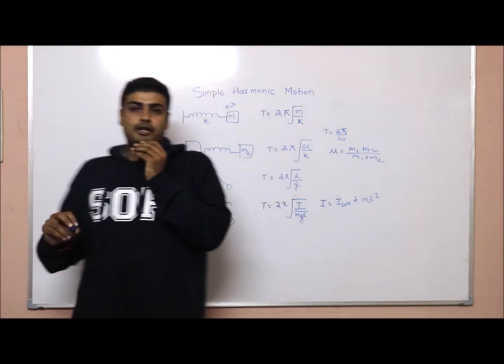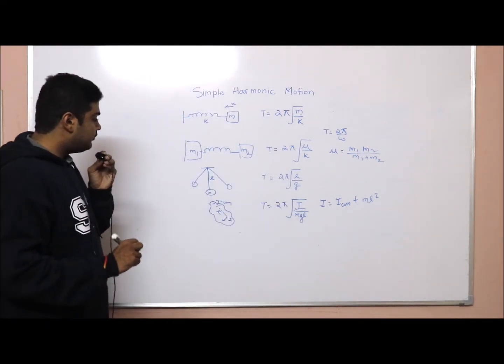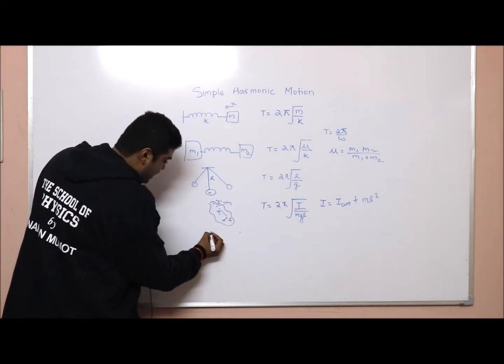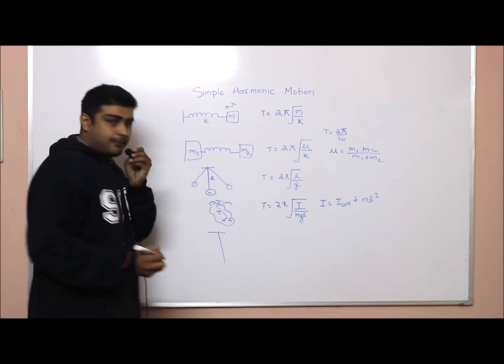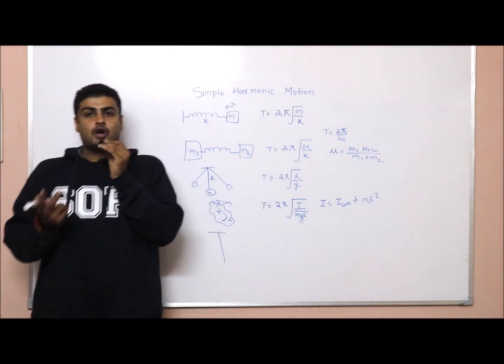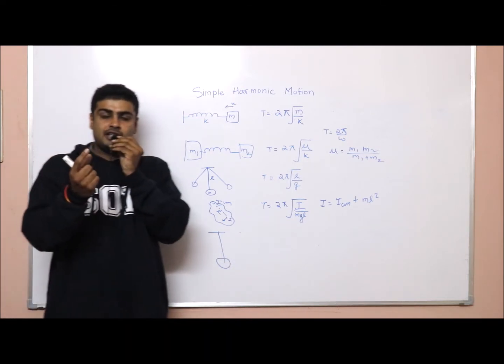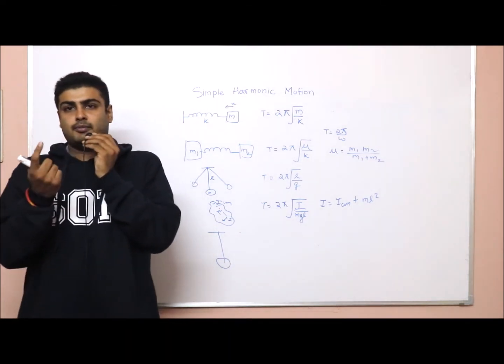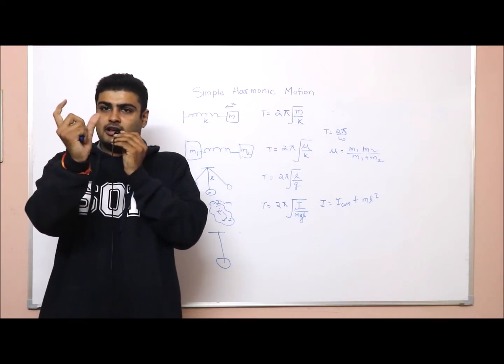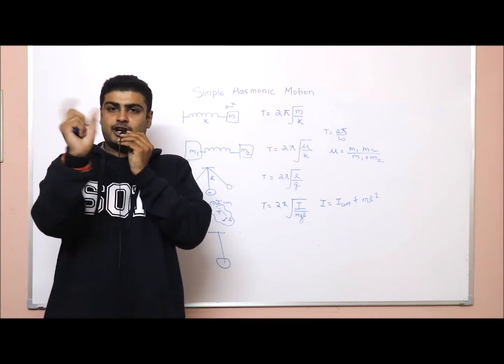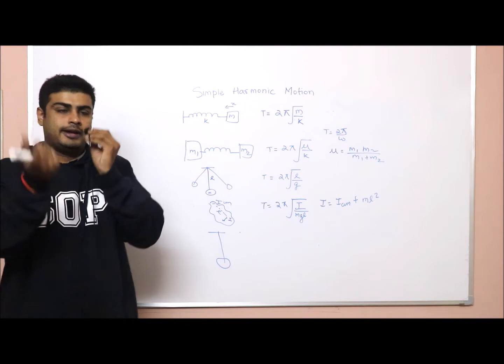The next type of pendulum that we'll see is the torsional pendulum. So what happens in the torsional pendulum? You might have seen those toys you must have bought in your childhood, which, if we rotate them like this, rotate back. That motion is also SHM.